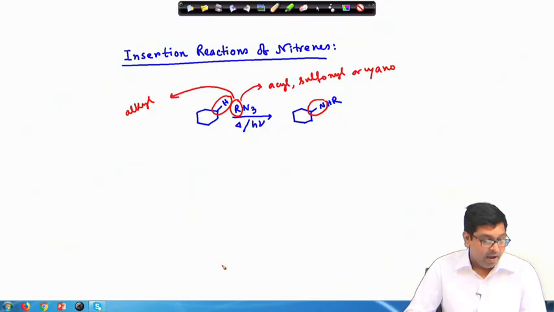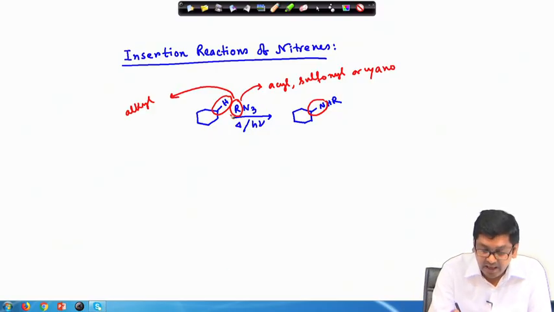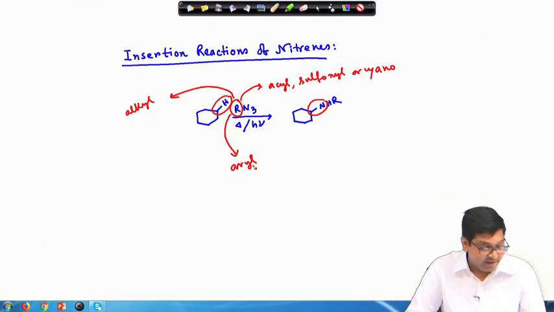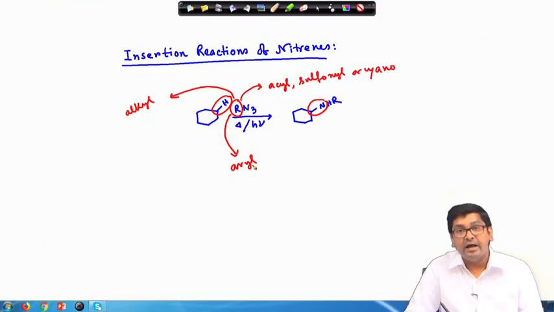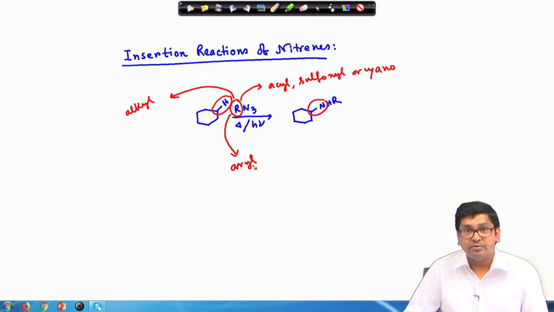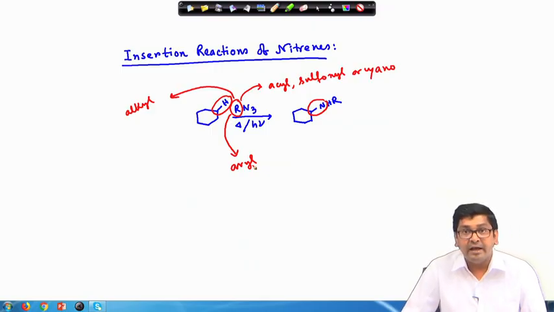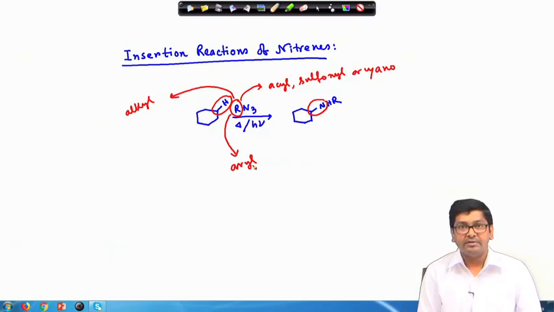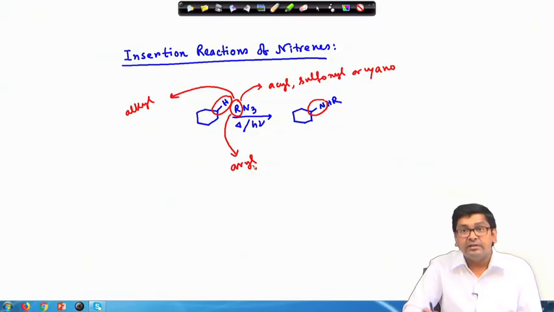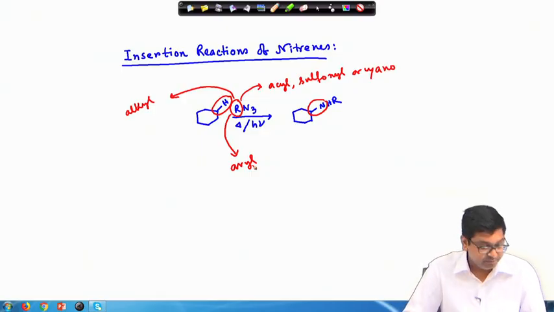And what happens when this is an aryl ring? In most cases the end product is an aniline type of derivative. Why? Because once this aryl nitrene is generated, it will abstract hydrogen and give you the aniline derivatives. So these are the different aspects for various types of nitrenes.